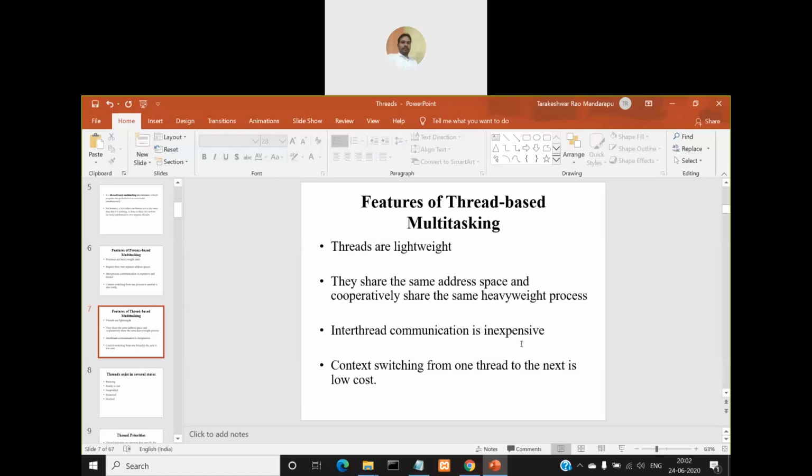Inter-thread communication is inexpensive, and context switching from one thread to the next is low cost. That's why, because context switching in thread-based multitasking is very less expensive and inter-thread communication is also inexpensive, we prefer multi-threading in Java, that is thread-based multitasking in Java. Thread-based multitasking is also called multi-threading.